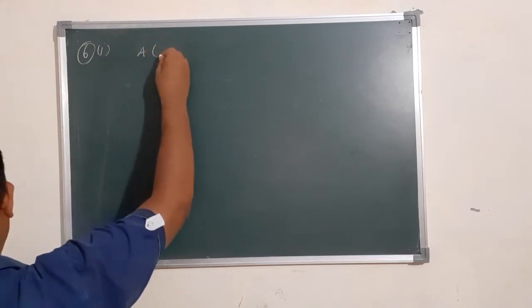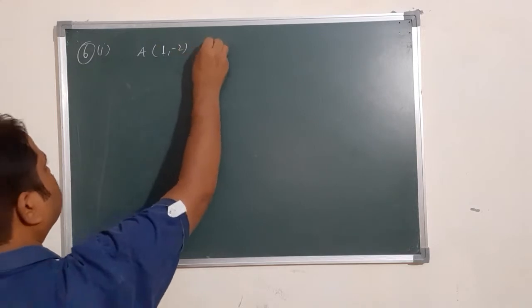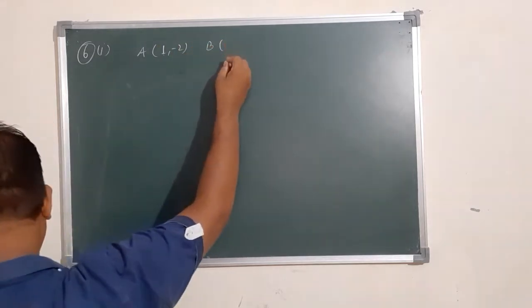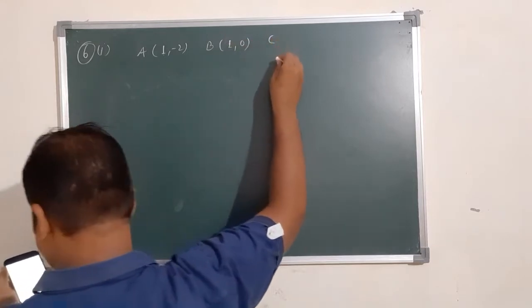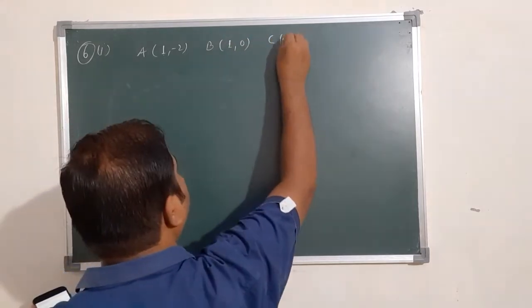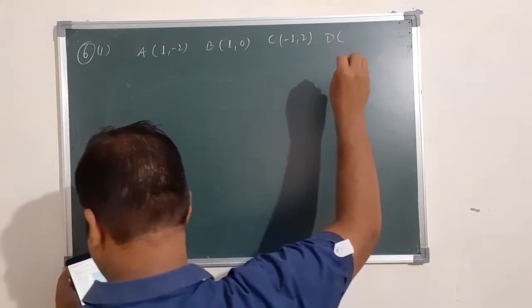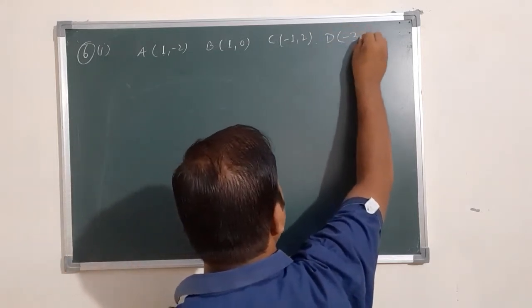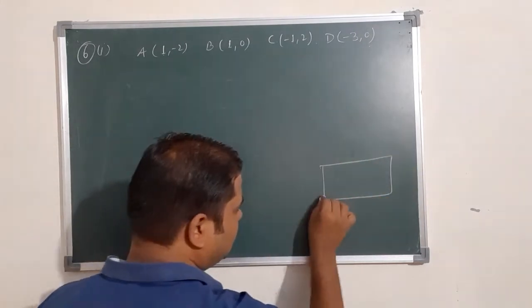A is (1, -2). B is (1, 0), C is (-1, 2) and D is (-3, 0). So first of all you name the quadrilateral ABCD.